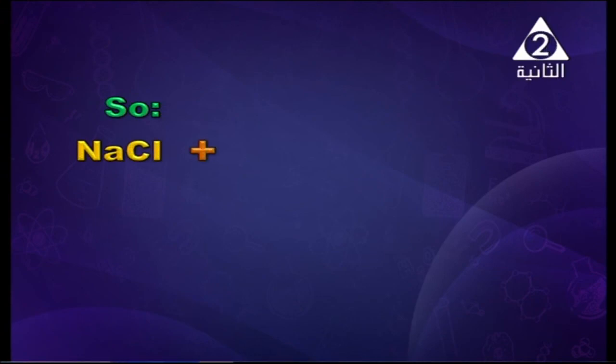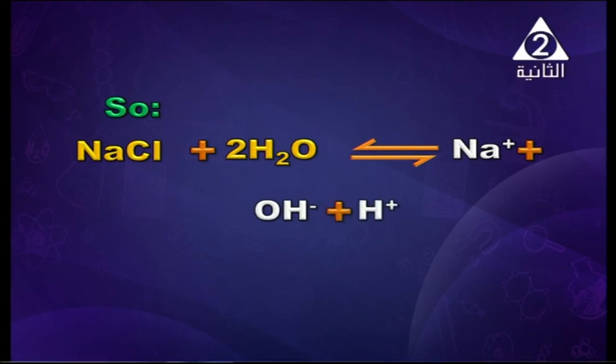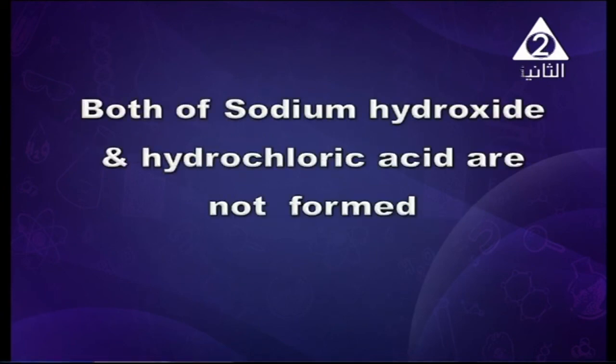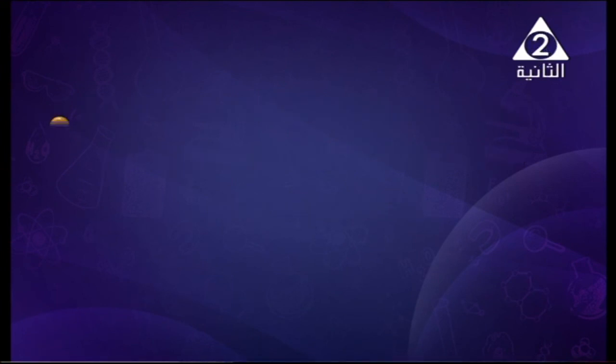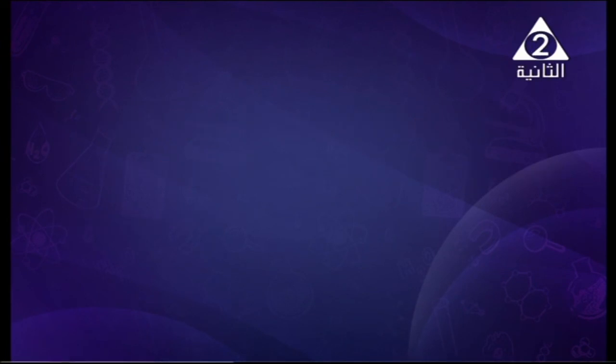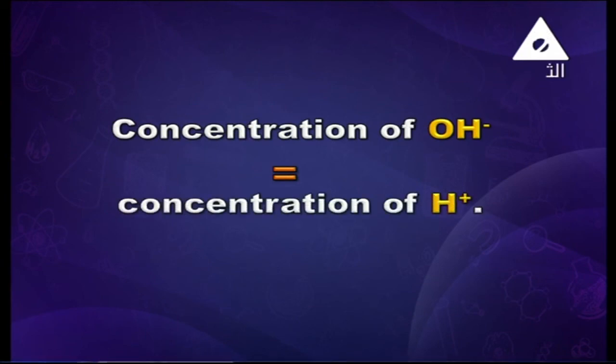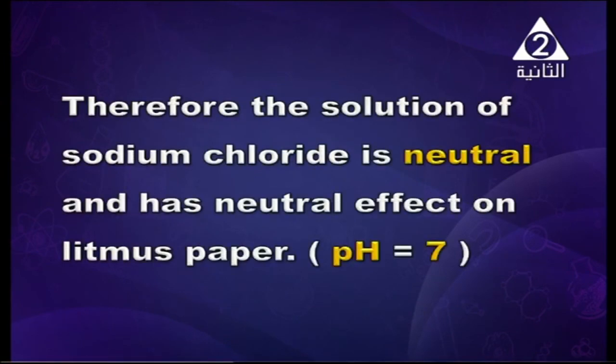So, sodium chloride that dissolves in water gives all the ions, sodium ions and hydroxide ions and hydrogen ion and chloride ion. So, both sodium hydroxide and hydrochloric acid are not formed, and that's why they are strong electrolytes and completely ionized. So, the concentration of hydroxide ion equals the concentration of hydrogen ion. Therefore, the solution is neutral and has neutral effect on litmus paper, and pH equals 7.